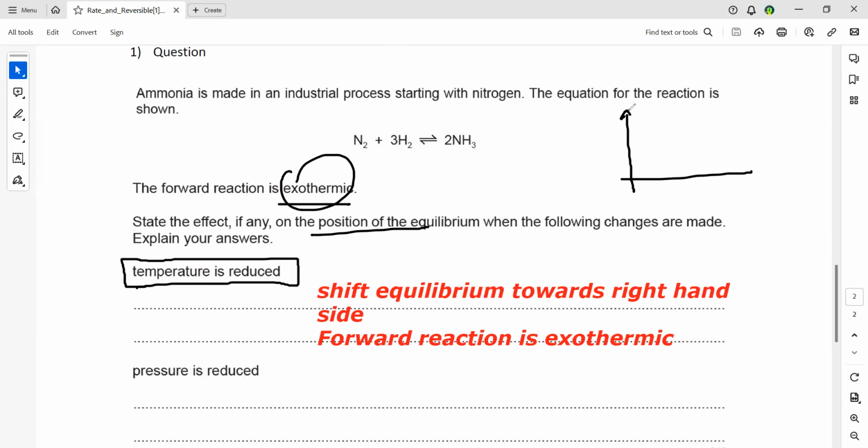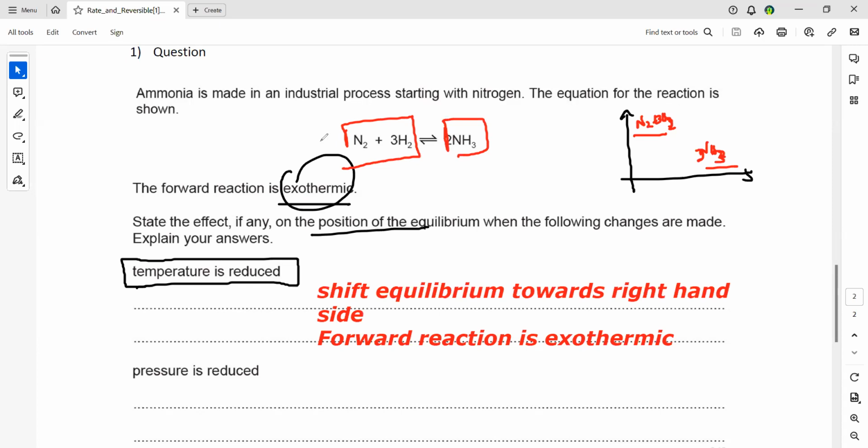You have the reactant and you have the product. So an exothermic reaction means the reactants have high energy and the product has low energy. We have both reactant and product, and what we are doing is reducing the temperature. In a reversible reaction, we have both reactant and product.